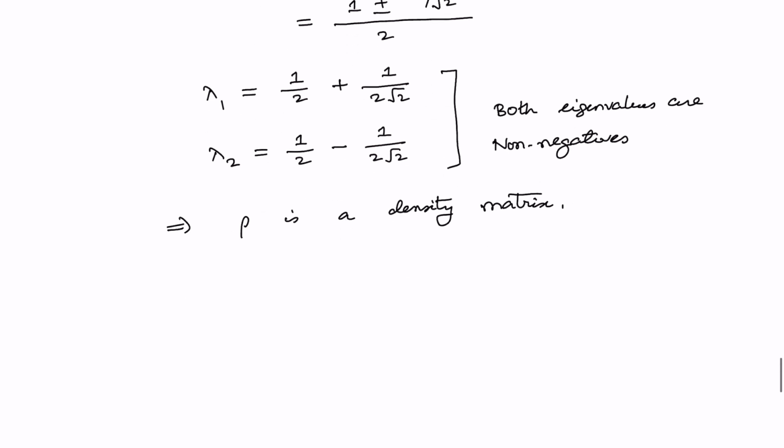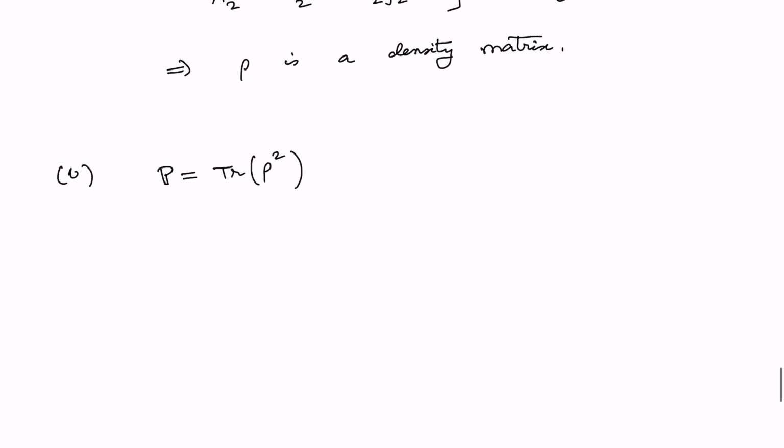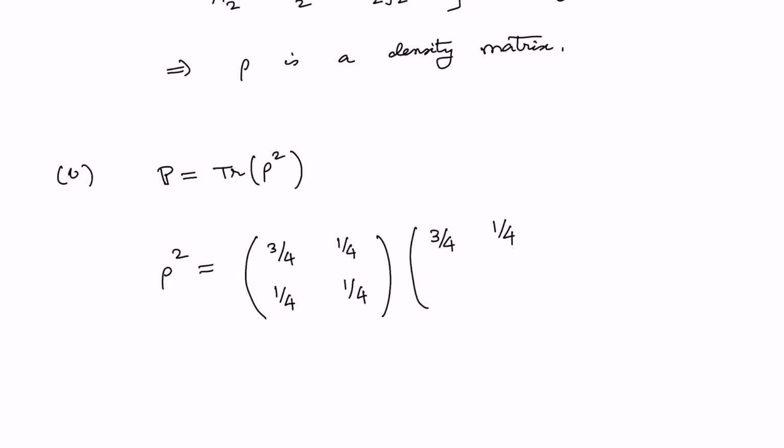So now let us do the second part of the problem. You are asked to find out the purity. To find the purity, you just need to find the trace of rho squared, and for rho squared, just take the matrix multiplication of rho into rho. So rho is 3/4 1/4, 1/4 1/4, and another row 3/4 1/4, 1/4 1/4.